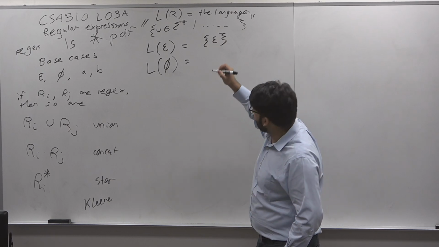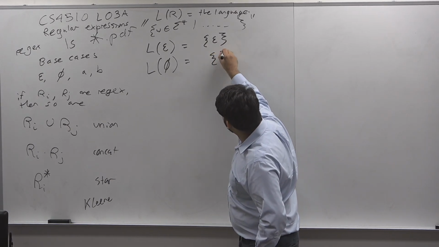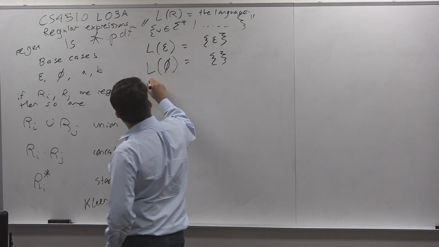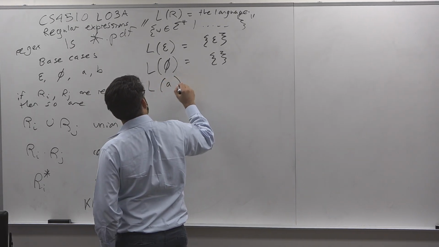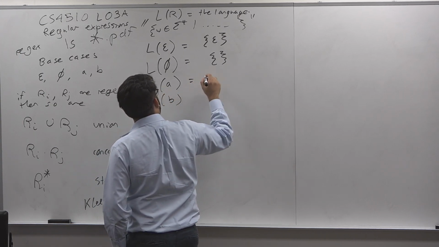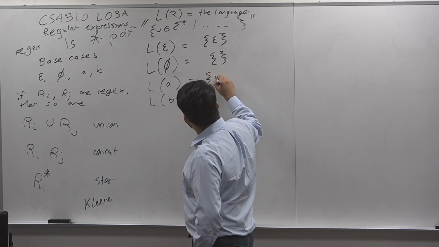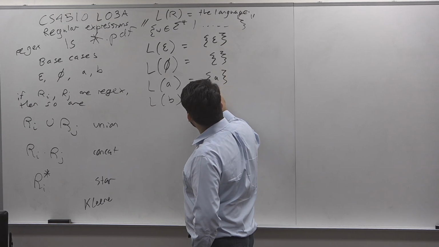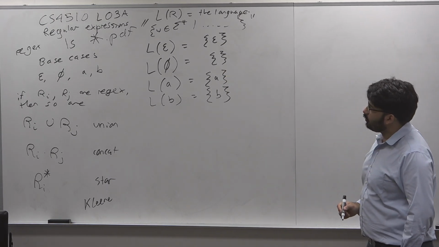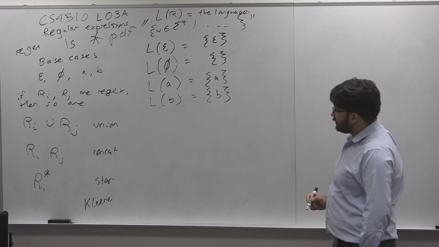Just an empty set? Yeah. I'll write it like this. And similarly, L of A and L of B are not exactly just A's and B's, but the set containing A and the set containing B, right? So those are the languages described by our base cases.